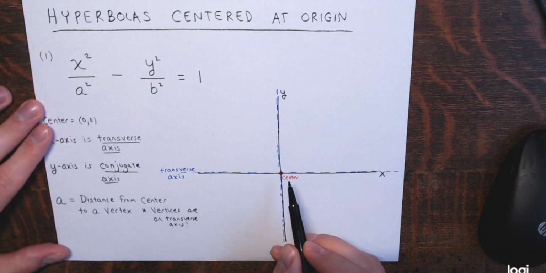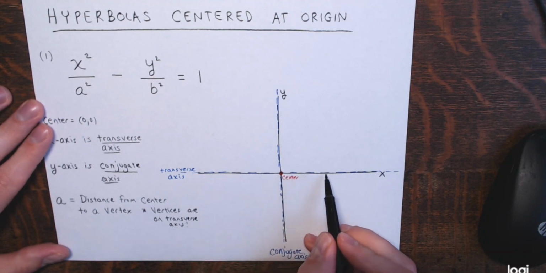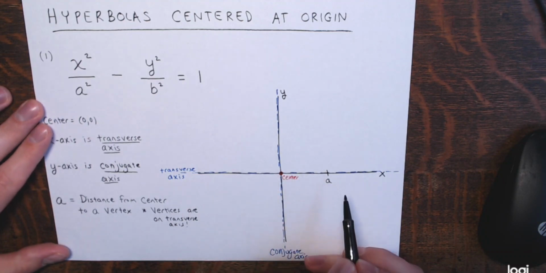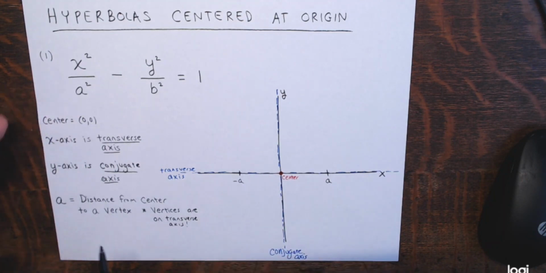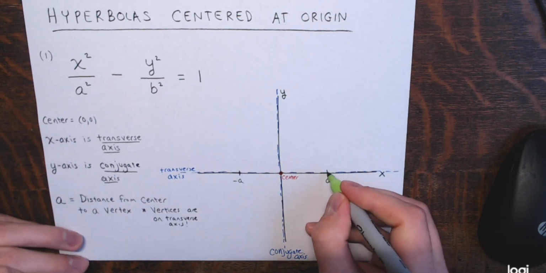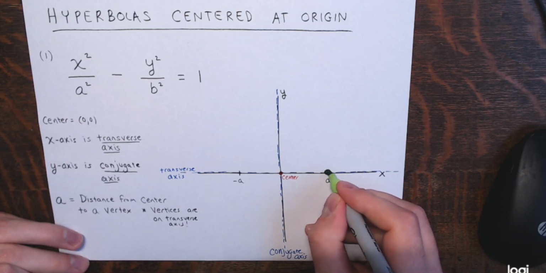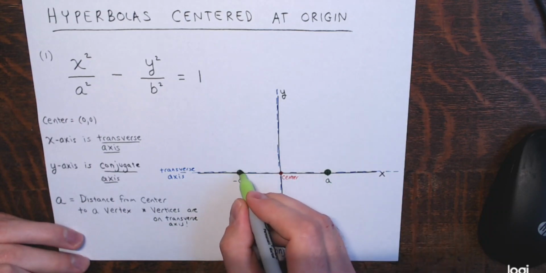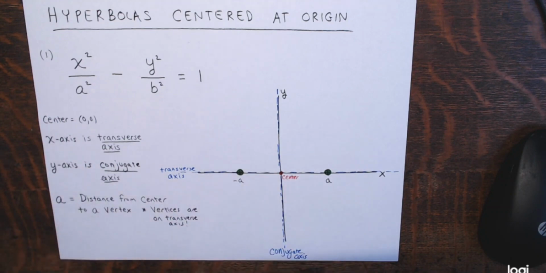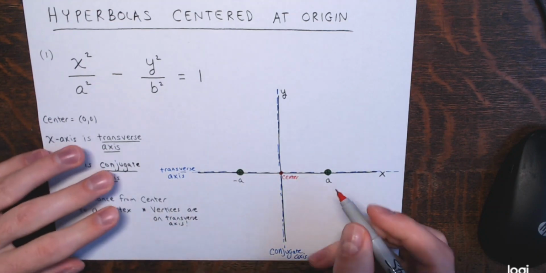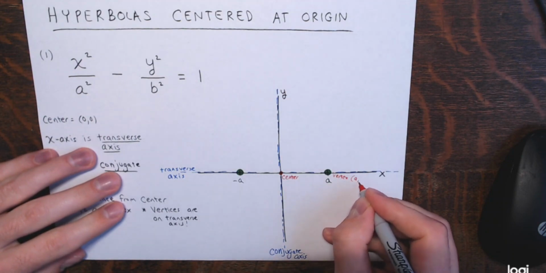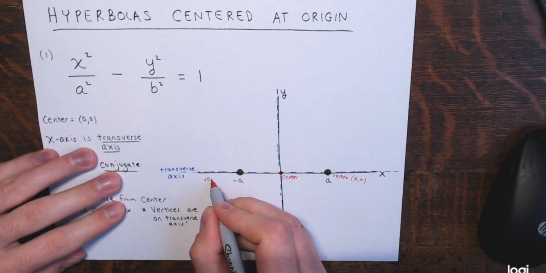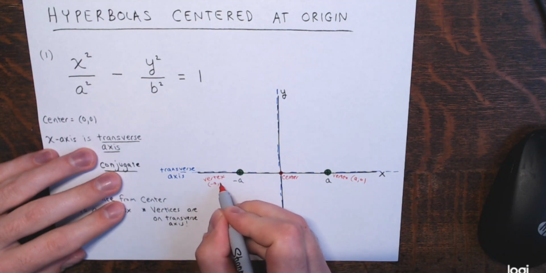So from the center, I go to the right A units, and then the left A units. So I'm at A and the opposite of A on the x-axis here. These are actually going to be points on what's called a hyperbola. So there's a vertex, there's another vertex, and I'll label them. Vertex at (a, 0), and here's another vertex at (-a, 0).